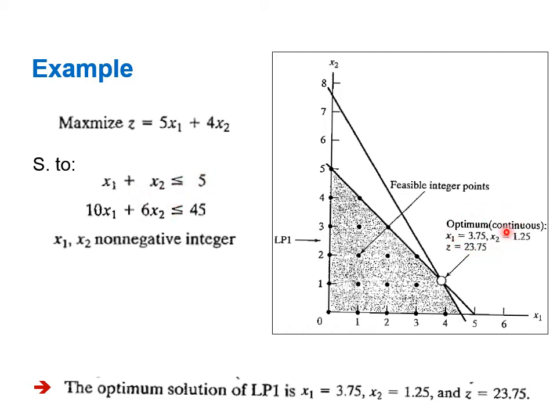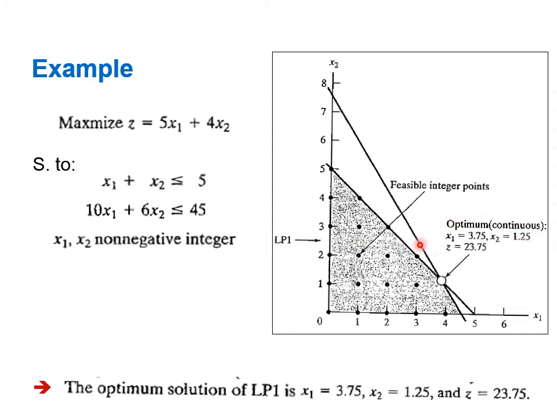And we find that in this optimum LP solution, we have x1 equals 3.75, x2 equals 1.25, and the objective function value is 23.75. Now, after solving this, it says that we need to use the information that we obtain from here, and then if necessary, add some special constraints to the original problem. But let's have a look at what we know now.